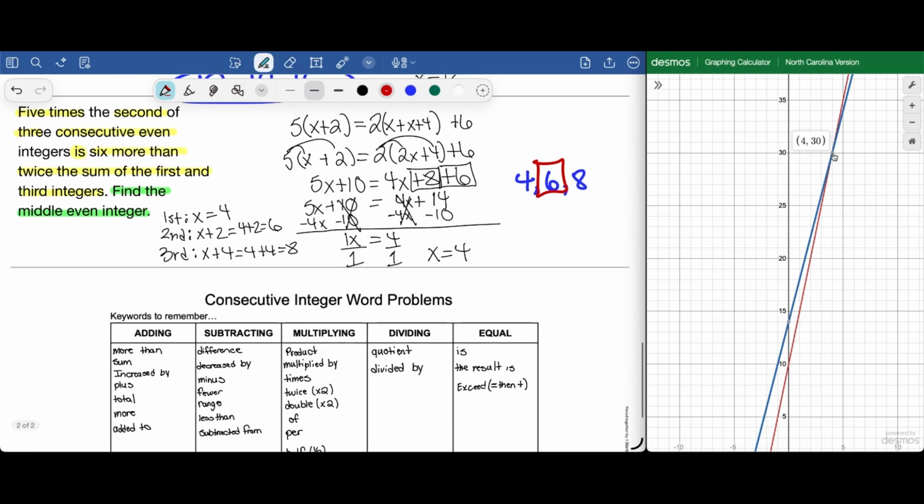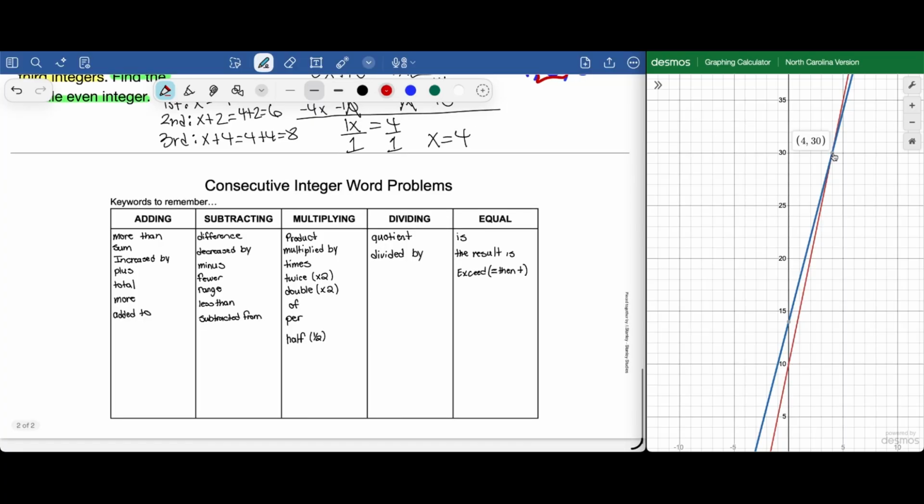Okay. Now, the last thing I want to show is just a chart of some keywords that I want you to remember. So I'm going to pause it for a second. I want you to copy these down because they'll be helpful for you in your notes. Okay. But other than that, that's how we're going to be finding consecutive integers when they're word problems. We've got to set up the equations and solve. Okay. If you have any questions, please don't hesitate to ask.